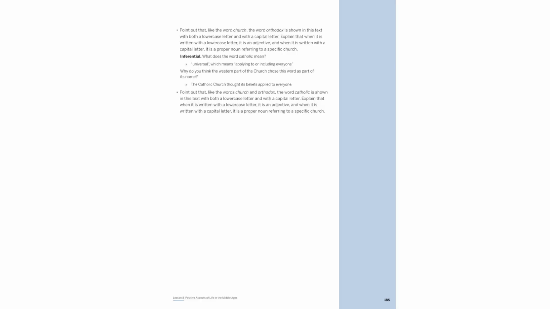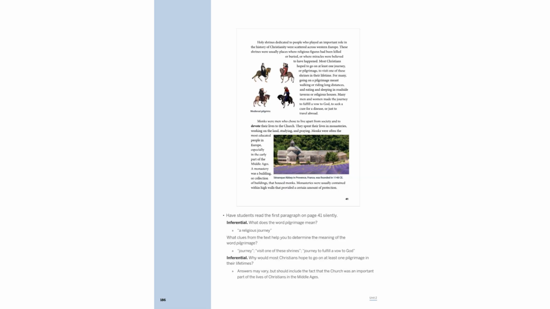The term Catholic means universal, signifying beliefs meant for everyone. In the Middle Ages, the Western Church adopted Catholic to emphasize its universal doctrine. Similarly, Orthodox can be an adjective or a proper noun, with the Eastern Church using Orthodox to assert the correctness of its beliefs. Pilgrimages were religious journeys to holy shrines across Western Europe, often sites of miracles or martyrdoms.